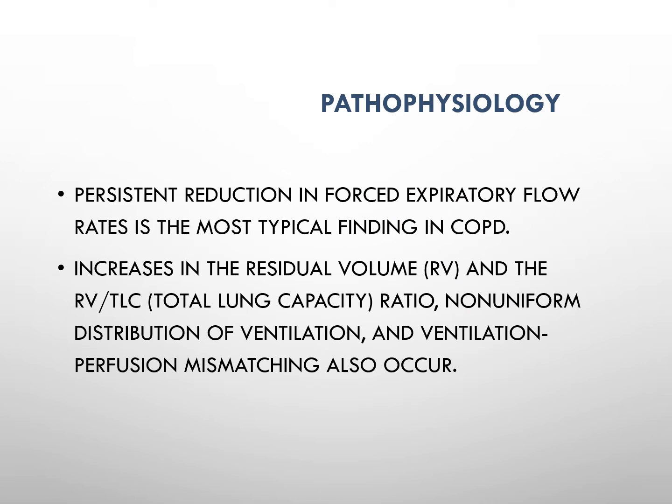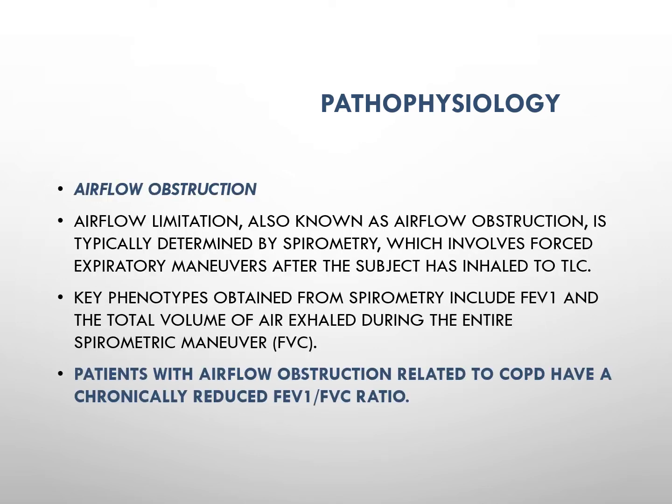Pathophysiology. Persistent reduction in forced expiratory flow rates is the most typical finding in COPD. Increases in the residual volume, RV, and the RV/TLC ratio, non-uniform distribution of ventilation and ventilation-perfusion mismatching also occur. Airflow limitation, also known as airflow obstruction, is typically determined by spirometry, which involves forced expiratory maneuvers after the subject has inhaled to TLC. Key phenotypes obtained from spirometry include FEV1 and the total volume of air exhaled during the entire spirometric maneuver, FVC. Patients with airflow obstruction related to COPD have a chronically reduced FEV1/FVC ratio.